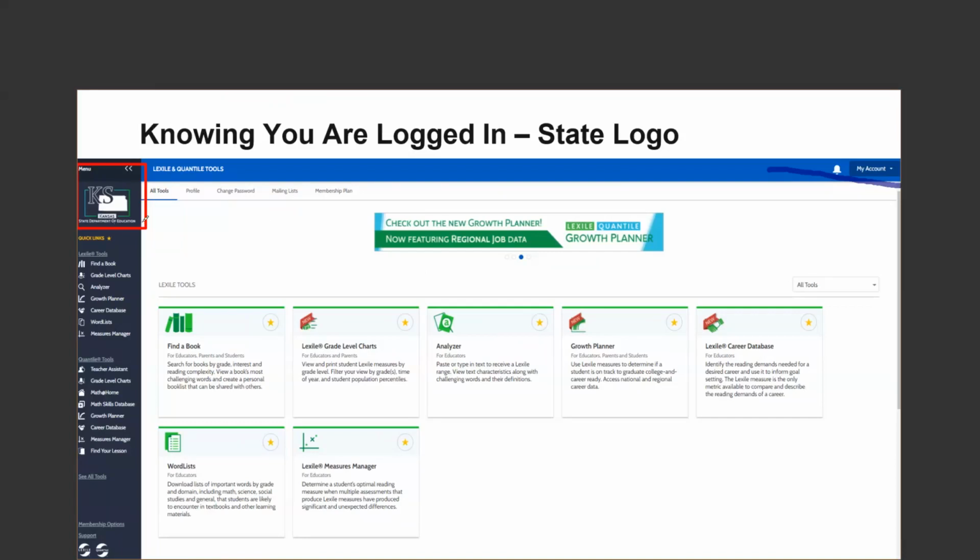Now you'll notice, as I am a resident of the state of Kansas, that currently my logo shows the Kansas silhouette and the Kansas postal abbreviation. Obviously, when you all log in, you will see the North Carolina silhouette and the North Carolina postal abbreviation. That is your cue that you have registered correctly and that you are accurately logged in as a North Carolina educator in the Lexile and Quantile Hub.